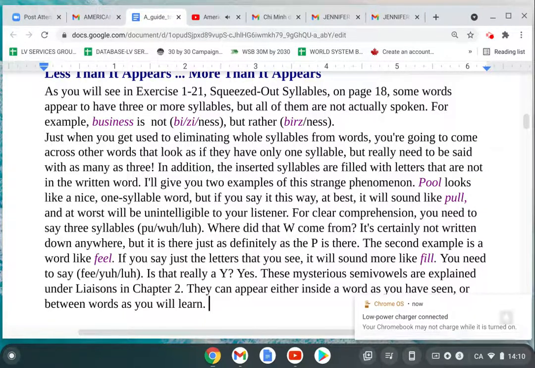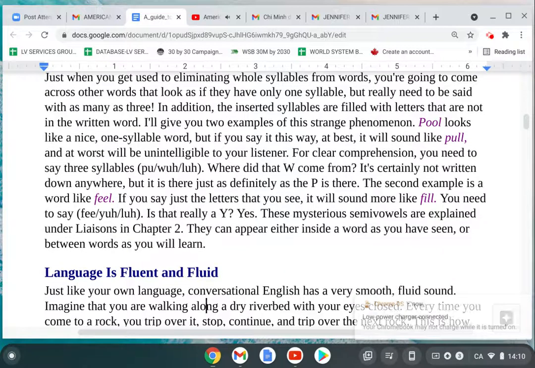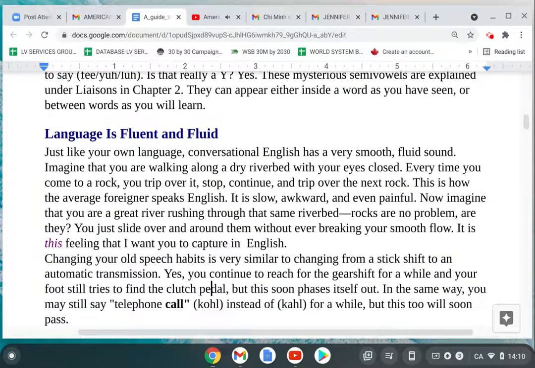Language is fluent and fluid. Just like your own language, conversational English has a very smooth, fluid sound. Imagine that you're walking along a dry riverbed with your eyes closed. Every time you come to a rock, you trip over it, stop, continue, and trip over the next rock. This is how the average foreigner speaks English. It is slow, awkward, and even painful.